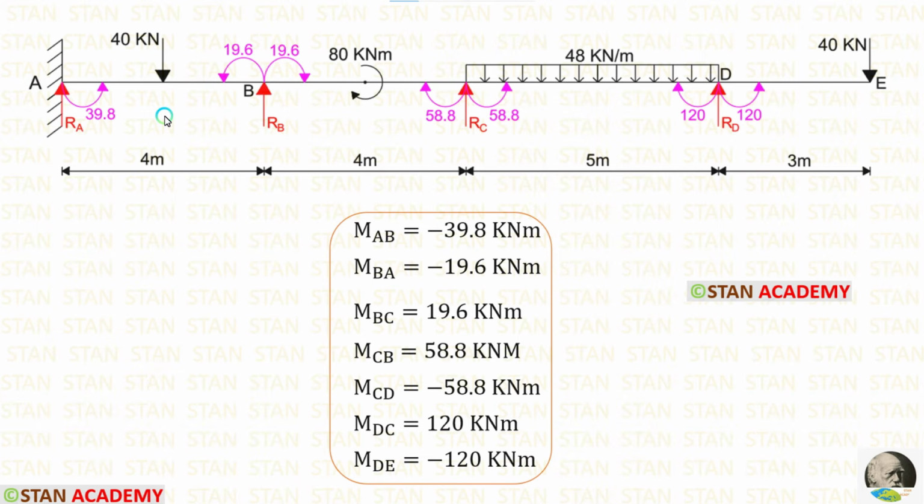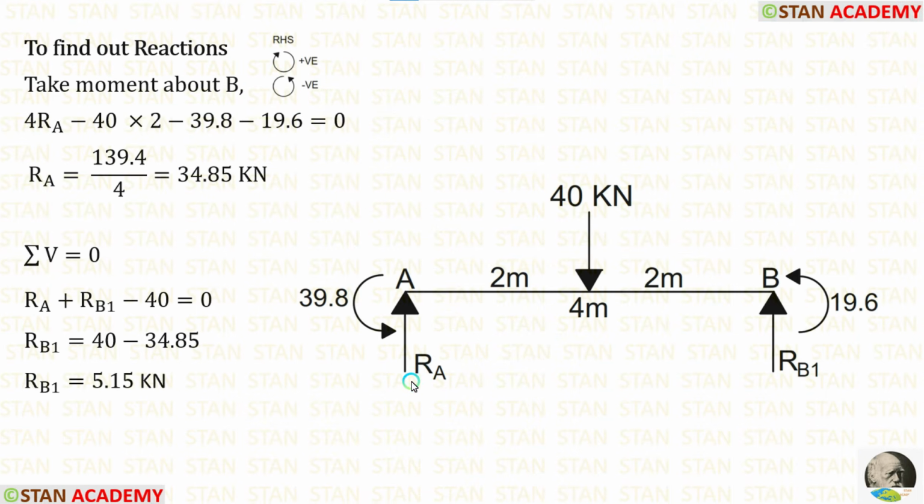Now let us find the vertical reactions. First, let us take the span AB and calculate the vertical reactions. In the span AB, there are two moments. MAB, which is acting in the anti-clockwise direction, and MBA, which is also acting in the anti-clockwise direction.